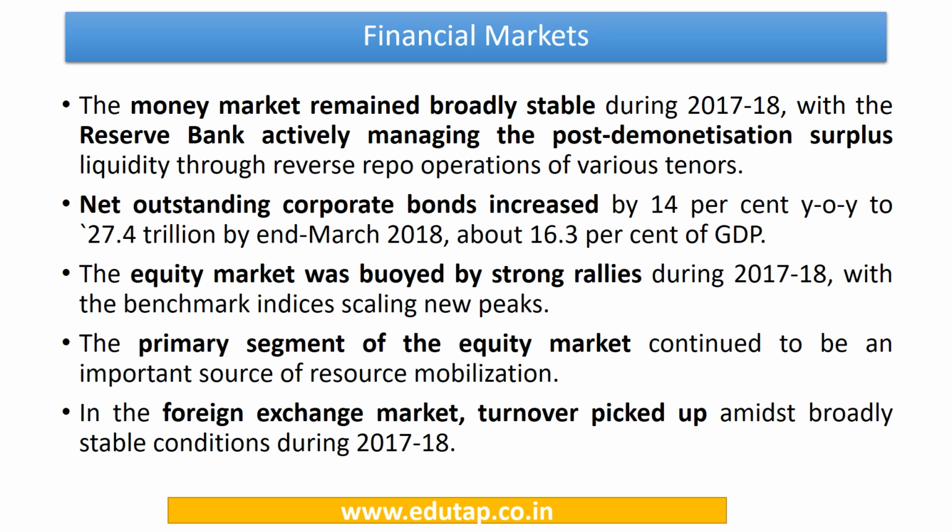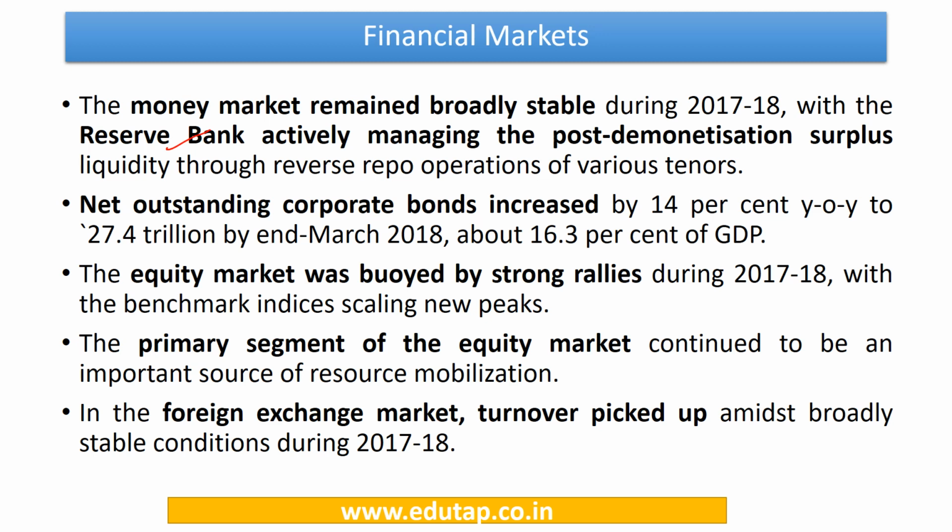Now let's move to the financial markets. The money market remained broadly stable. The Reserve Bank managed the post-demonetization surplus liquidity through reverse repo operations, so it did not allow the money market to be disrupted. And the net outstanding corporate bonds increased by 14% on a year-on-year basis.